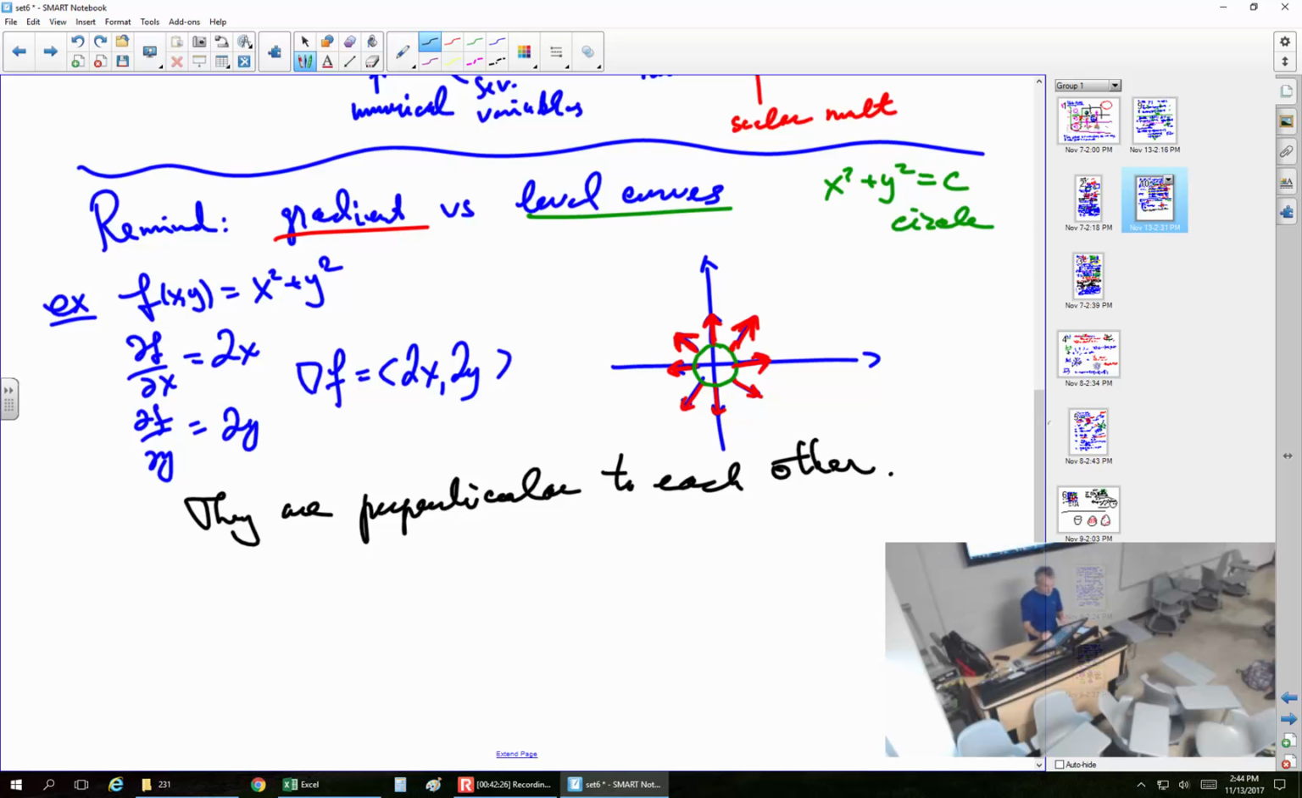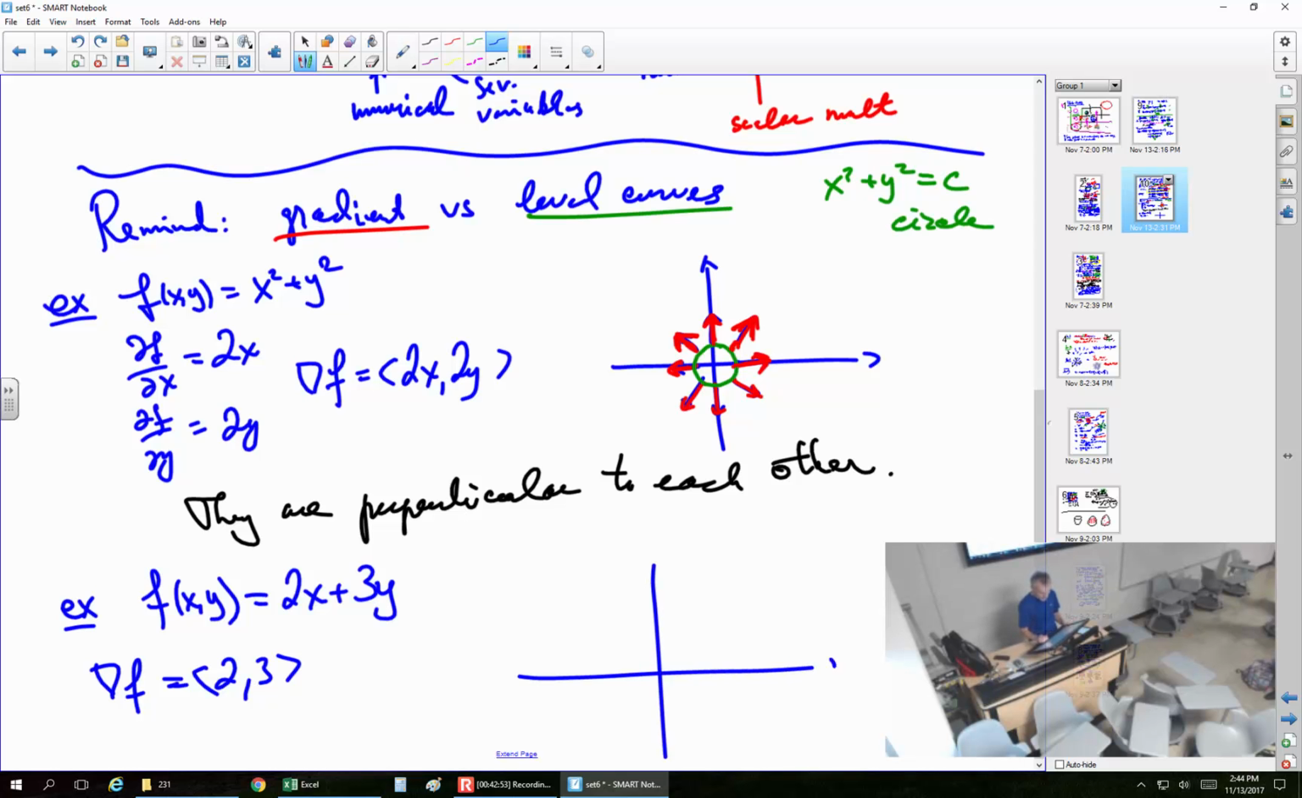You can take, if that's not enough, a simple example. Linear functions are really very revealing. So I have 2x plus 3y. Then what is the del? My gradient will be easily 2 and 3. And so my vector field will be constant at 2 and 3, like this, 2, 3, 2, 3, like this.